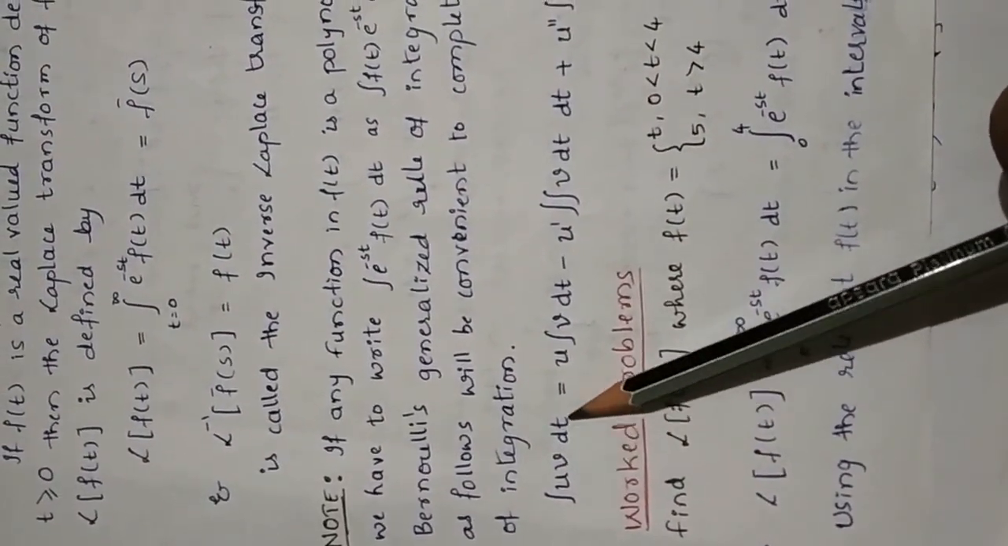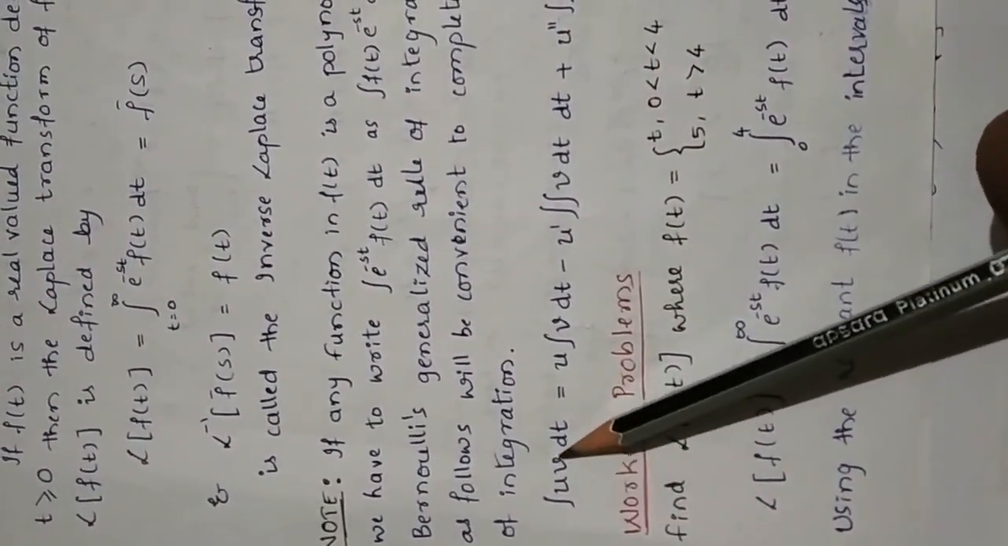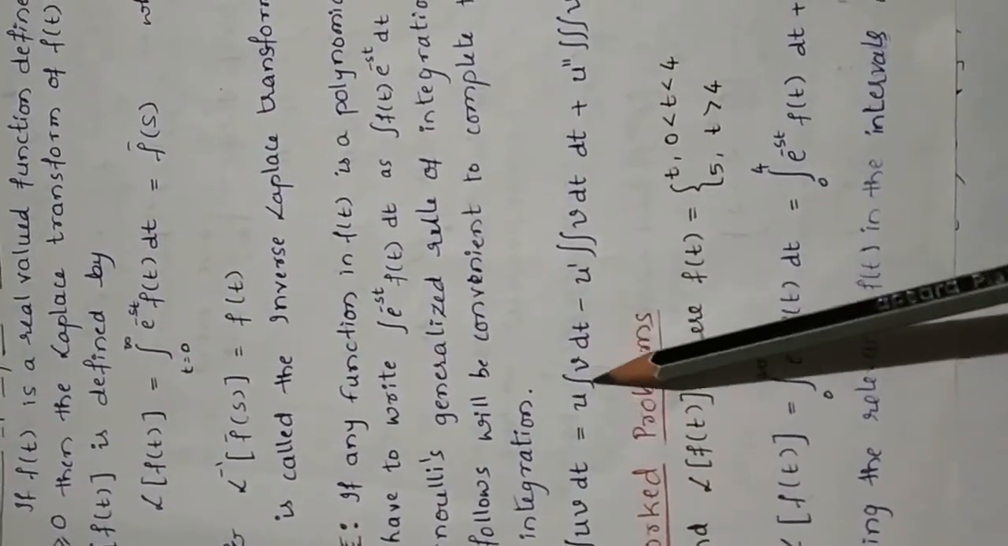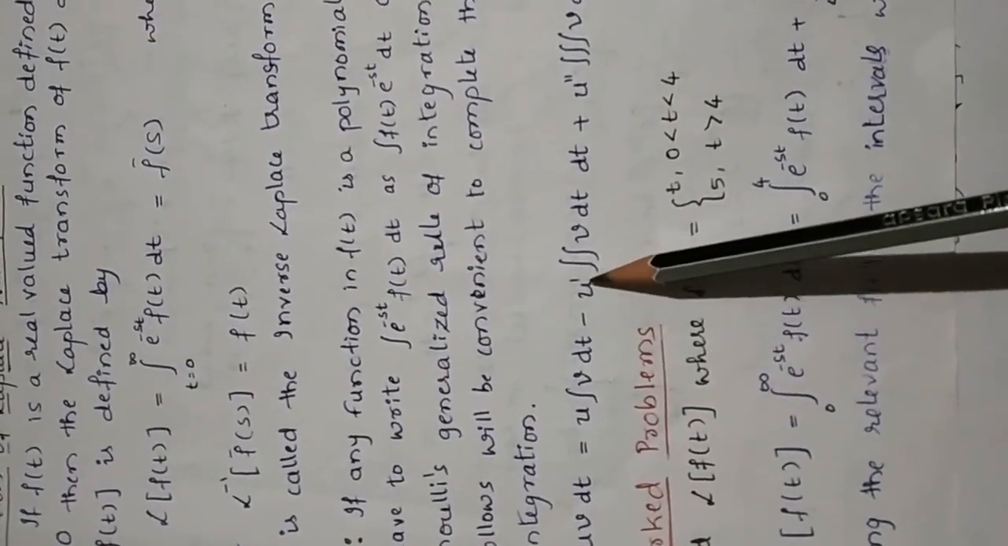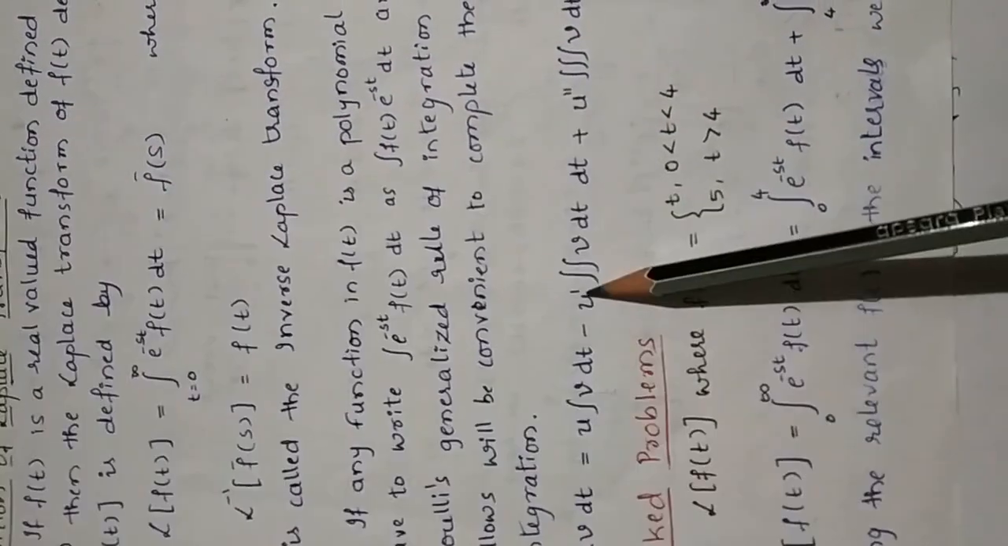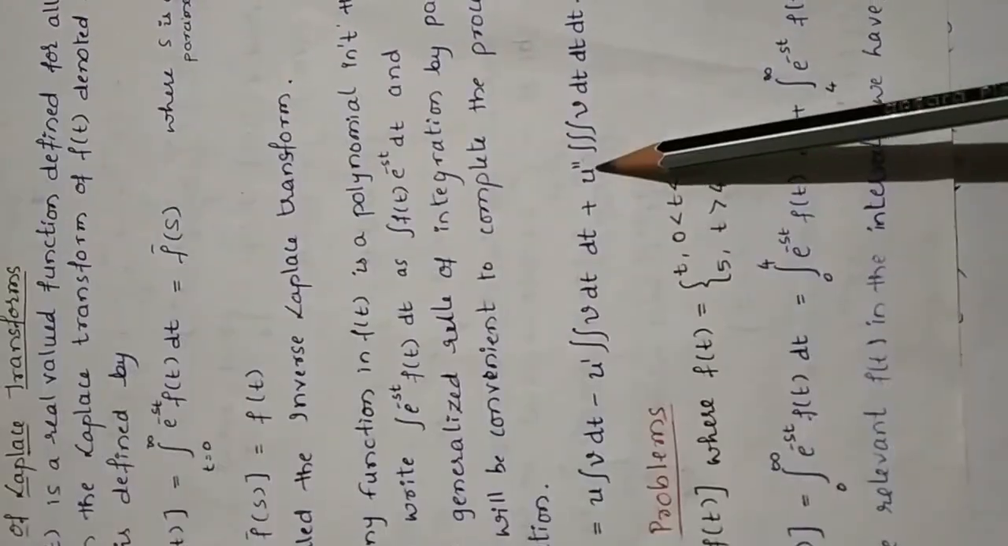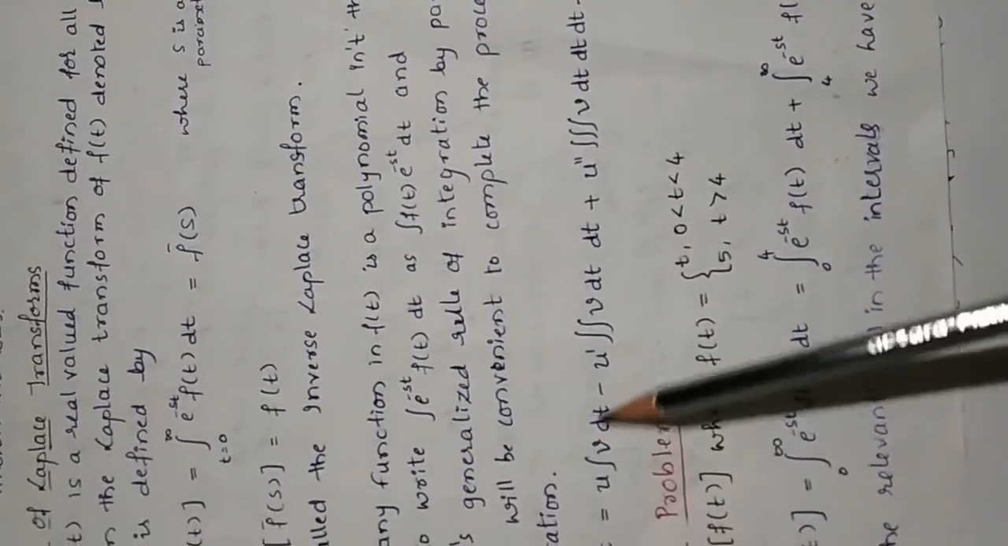This is Bernoulli's rule of integration: the integral of u v dt is equal to u times the integral of v dt, minus u dash, that is the derivative of u, times the double integral of v with respect to t, plus u double dash, the second derivative of u, times the triple integral of v with respect to t, and so on. This is Bernoulli's rule.